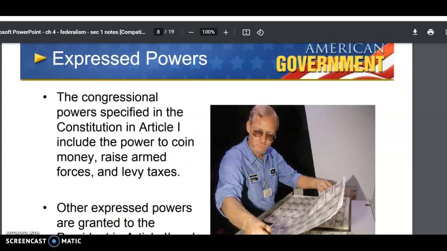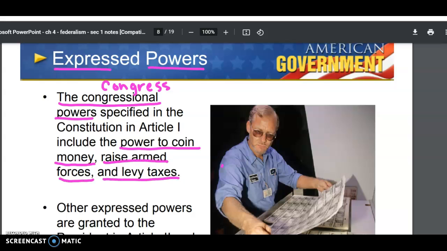All right, our next section is going to talk about expressed powers. So that's your next heading, expressed powers. The congressional powers specified in the Constitution in Article 1 include these. So congressional, that sounds like Congress, right? So these are Congress's powers in Article 1 of the Constitution. And that is the power to coin money, to make money, to raise armed forces, and to levy taxes.